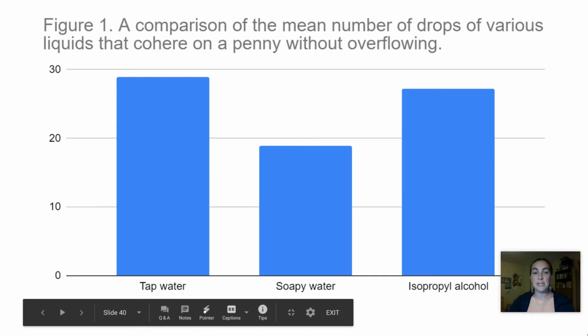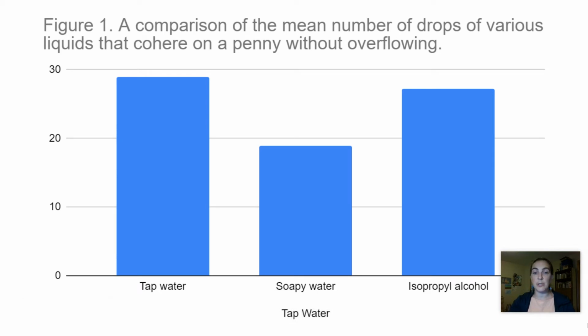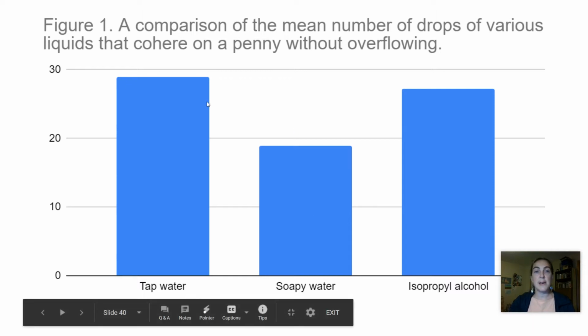You should have ended up with a graph that looks something like this. For this type of data, a bar graph makes the most sense because it's three completely separate trials. You can ignore the label on the x-axis. I just noticed that it says tap water, and that doesn't make much sense.